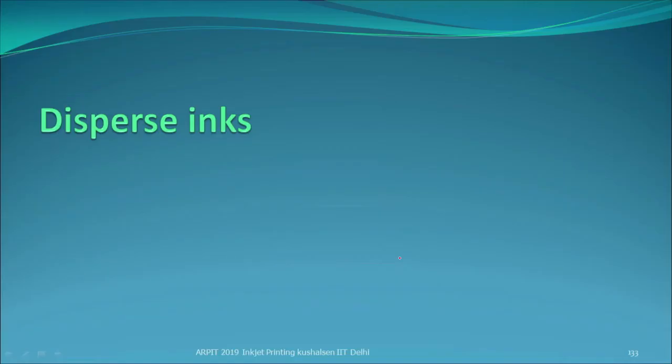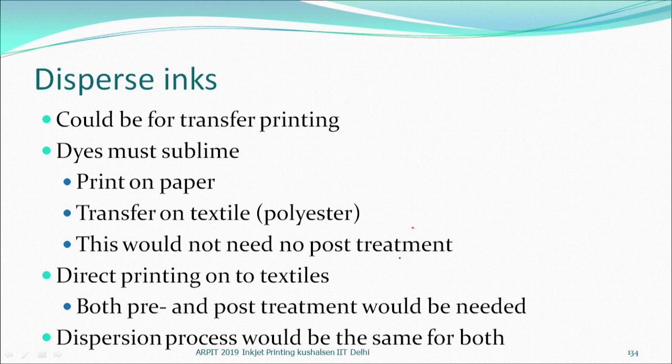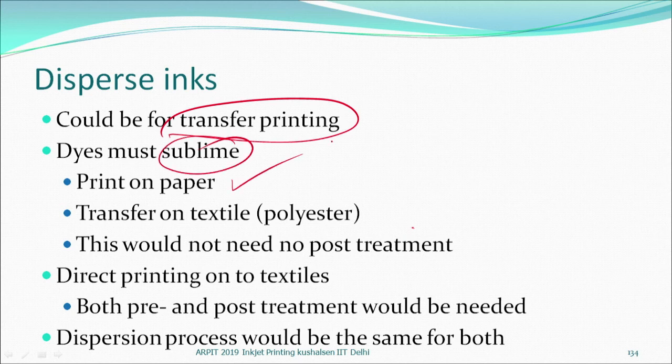Disperse inks are also available. They could be using disperse dyes for transfer printing, which are sublimable. They can be printed on paper, and once you put them on the paper, they can be transferred to a textile substrate, which is normally polyester. This would not require any post treatment, because washing etc. may not be required, as the transfer takes place during the transfer process.